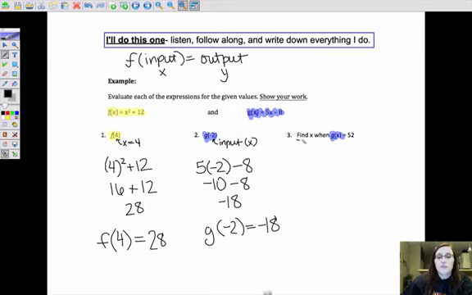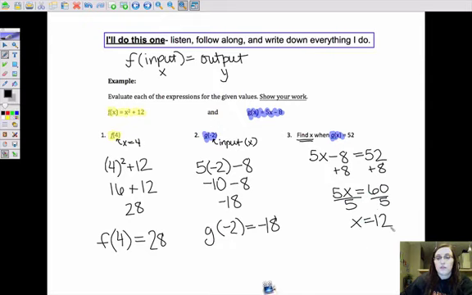This one is asking me to find x. That means I don't know x like I did in these first two. So g of x equals 52 gives me an output of 52. So that means I'm going to set my rule equal to 52, and then I'm going to solve. So I'll add 8. Then I'll divide, and I'll get my answer. Writing that in function notation, g of 12 equals 52. 12 is the x value that gets me an output of 52.